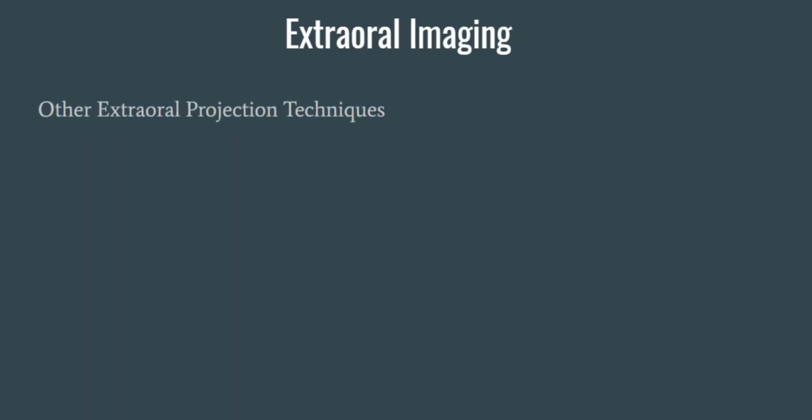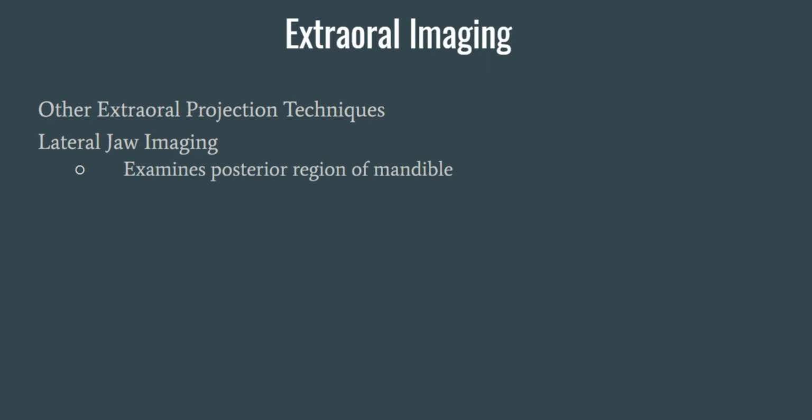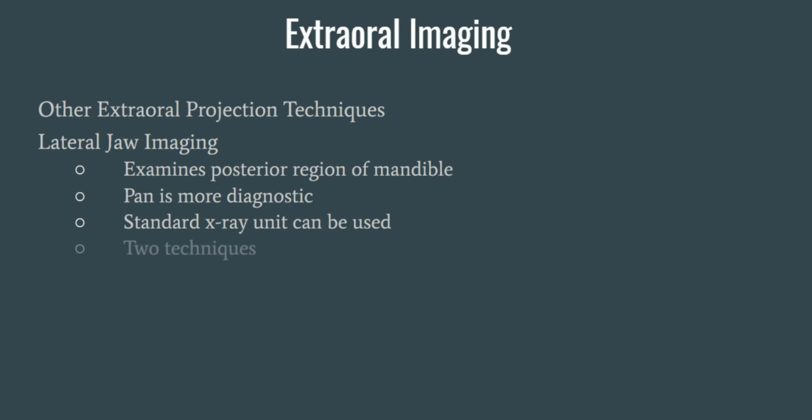There are other projections that can be used with the extraoral technique. And one of those projections is lateral jaw imaging. The purpose of lateral jaw imaging is to examine the posterior region of the mandible. And this type of image is useful, but it's important to keep in mind that a pan or a panoramic is more diagnostic. It's preferred. A standard X-ray unit can be used, and there are two different techniques. There's the body of the mandible and then the ramus of the mandible.